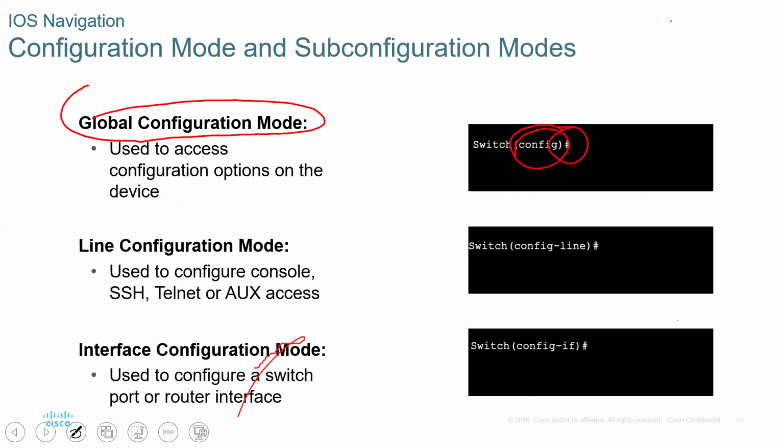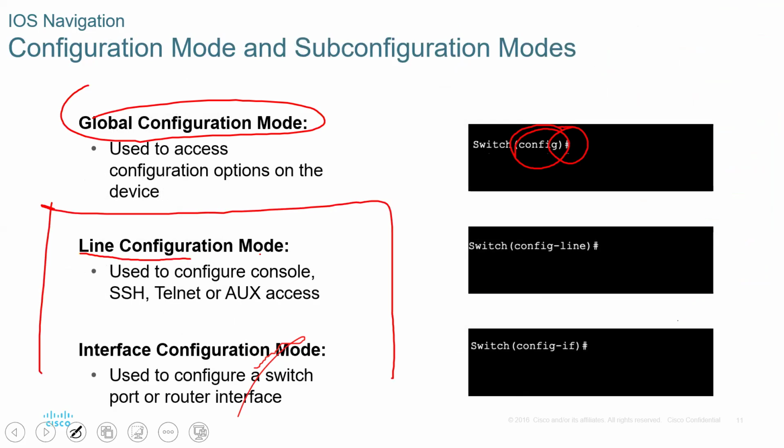That is why you have what we call the line configuration mode. In this mode, you will see config, then a dash and line, to tell you it's a sub-mode of the global configuration mode. What can you do there? You can configure the console, SSH, Telnet, and even auxiliary. You can do all those there.